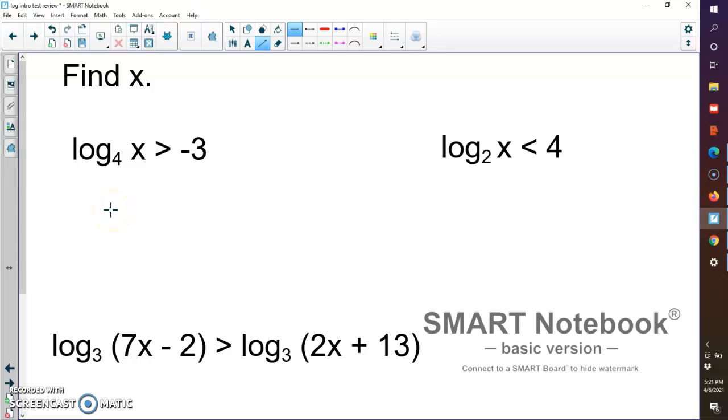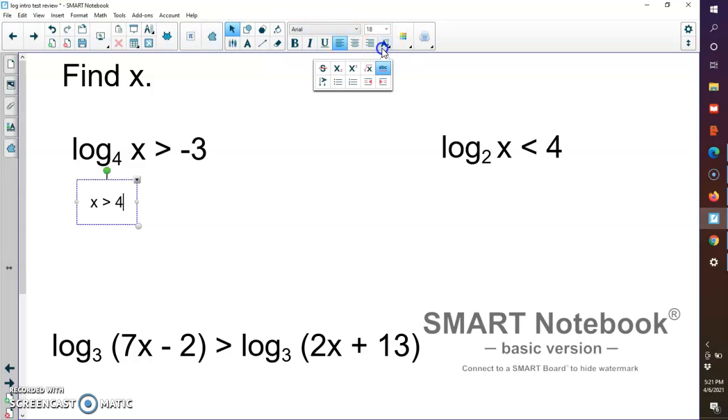Finally, with inequalities, greater thans are easy. It's literally just x is greater than 4 to the -3. You move the subscript over and raise it to the number to the right of the inequality. And my x is simply going to be 1 over 64, 1 over 4 cubed.